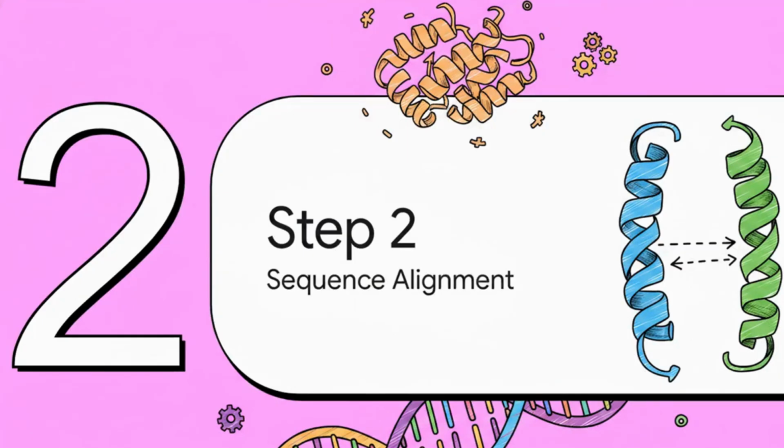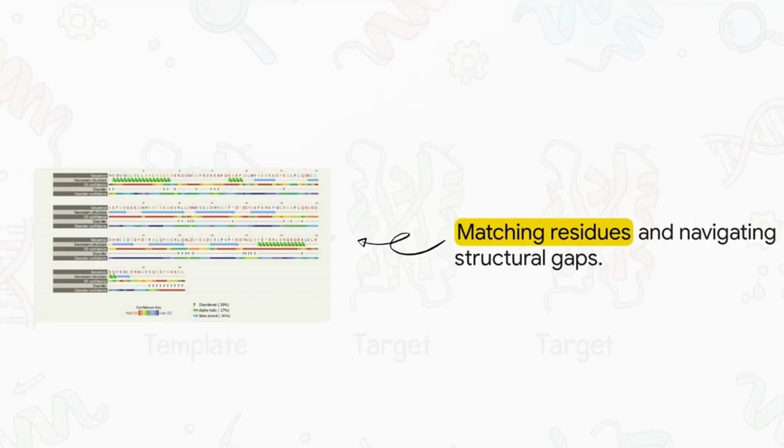Step 2, sequence alignment. Make no mistake, this is absolutely the most critical phase of the entire operation. What's really interesting about this slide is how we visually map that query sequence directly against our chosen template. We're matching up those conserved residues and super carefully managing the gaps, the ones representing evolutionary insertions or deletions. The accuracy of this alignment literally dictates the fate of the entire model. Keep this in mind. A homology model is only ever as good as its underlying sequence alignment.